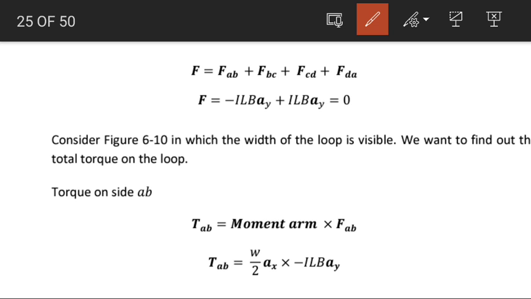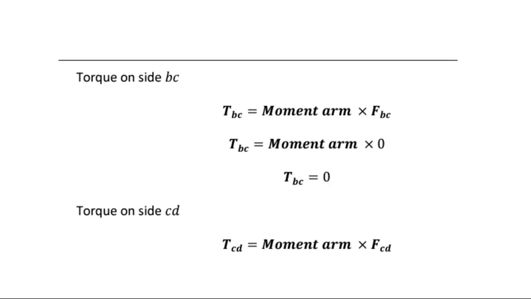The torque on side AB will be equal to the moment arm of side AB cross the force on side AB. Torque is a vector quantity, and the cross product of the moment arm and the force gives you torque.